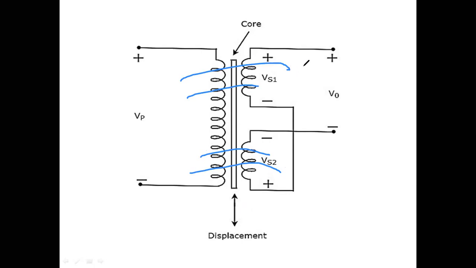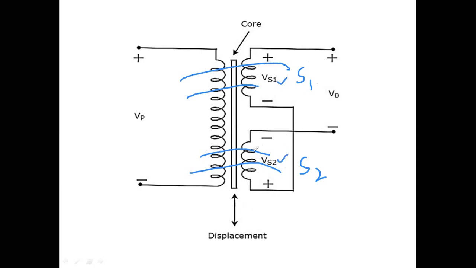So this I call secondary one. This I call secondary two. Number of windings in secondary one must be equal to number of windings in secondary two. The thickness of windings in secondary one must be equal to thickness of windings in secondary two. Therefore, I will get the same output. So Vs1 equal to Vs2.